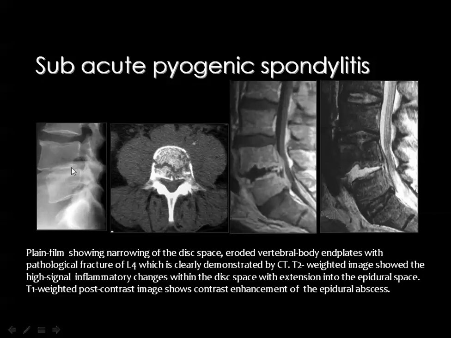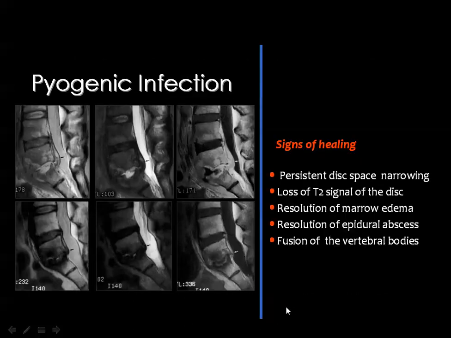The disc space is narrowed. There is a developing bony sclerosis of the opposing vertebral end plates. But in this case, you can still see that the disc substance is full of water, and it shows very bright signal in the T2 weighted image. You can also appreciate the presence of inflammatory granulation tissue inside the spinal canal in the epidural space compressing the cord. This is the pyogenic infection of the spine with signs of healing.